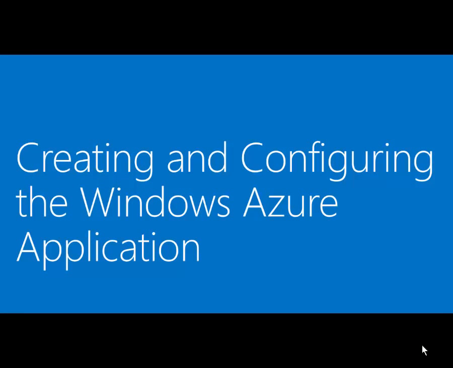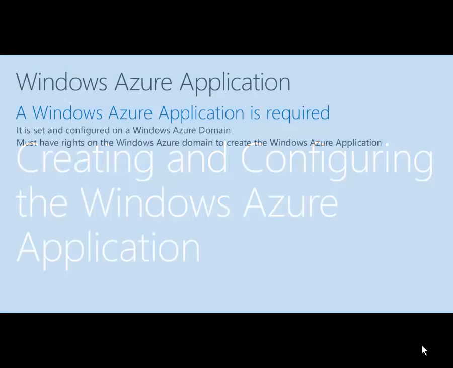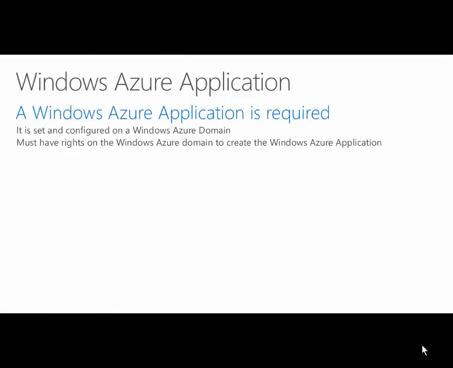So the first piece from a Dynamics GP perspective that is relatively new is a Windows Azure application. Let's go ahead and take a little deeper look at what that means in this environment. First, a Windows Azure application is required, and it must be set up on a Windows Azure domain. In order to create that Windows Azure application, you have to have rights on the Windows Azure domain. In my case, I was a global administrator, and there may be levels that allow you to create that. I know that in my testing, I always did it as the global administrator.